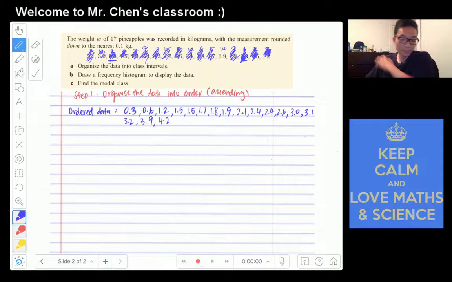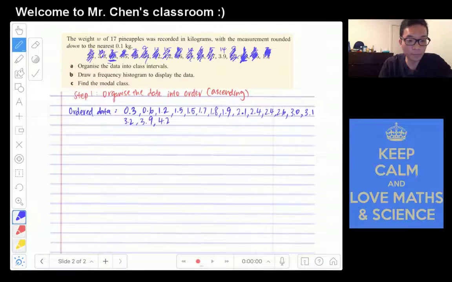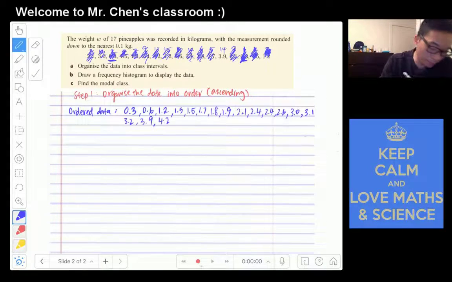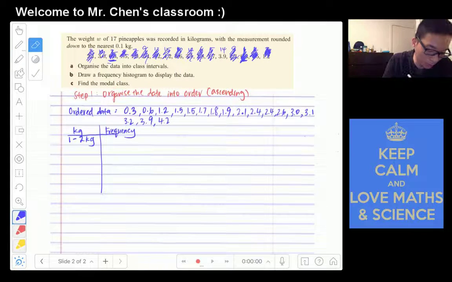Okay, so once you got that, organize them into class intervals. So from what you can see, I will organize them into different sections. To organize that into different sections, you actually need to see how it relates. My suggestion would be something like 1 to 2 kilo. Maybe that is kilo. I'll make a graph quick, and then frequency. That is the quickest way to do it.